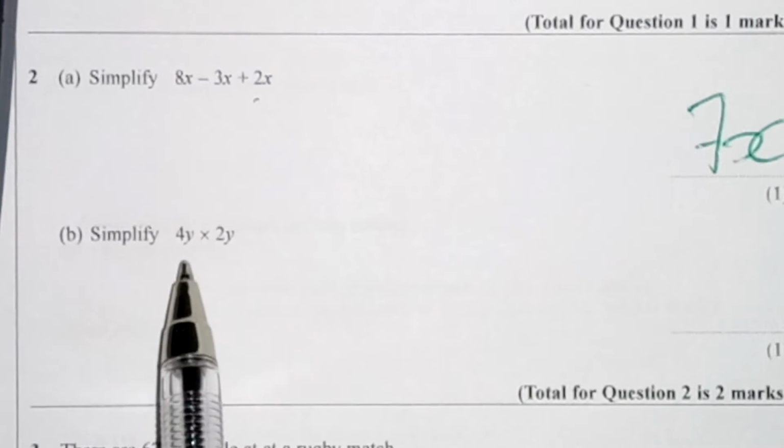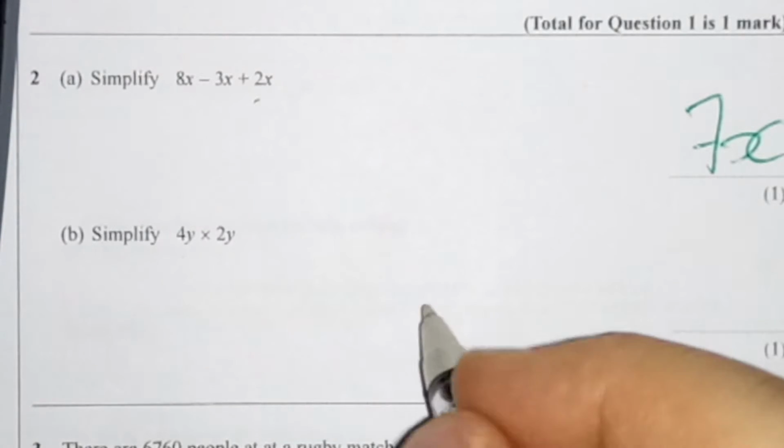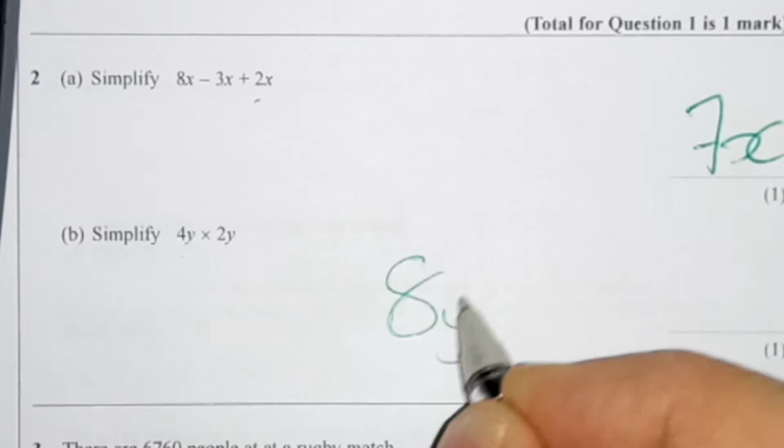Okay, simplify 4y times 2y. Let's do numbers first. 4 times 2 is 8. Y times y is y squared. Done.